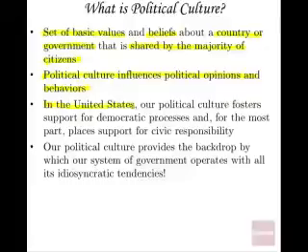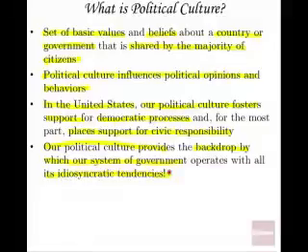So in the United States, our political culture fosters support for democratic processes and for the most part places support for civic responsibility. So, we have a pretty solid support for democracy. There's not a mass of people that are wanting any type of monarchy system. There's a sense of democracy that is well established and part of our political culture.